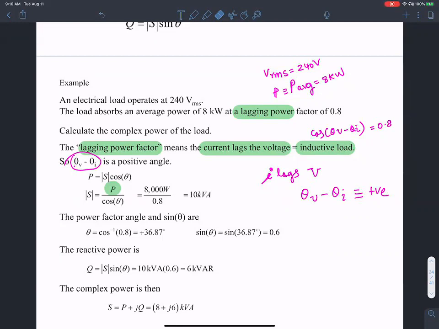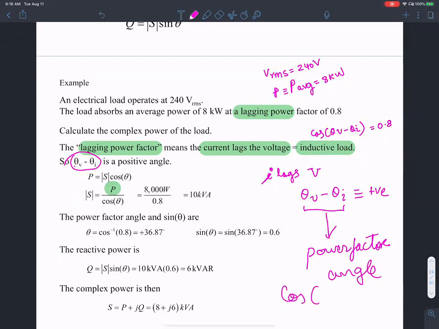Also, we can find the power factor angle. Theta V minus theta I is defined as the power factor angle. Cosine of this power factor angle is defined as the power factor. Sine of this power factor angle is defined as the reactive factor. So since cosine of theta V minus theta I is given, I should be able to calculate theta V minus theta I. Theta, which is theta V minus theta I, is cosine inverse of 0.8, which is 36.87 degrees. So I should be able to calculate the sine of it, which is 0.6. From that, I should be able to calculate the reactive power, which is the magnitude of S times sine theta.